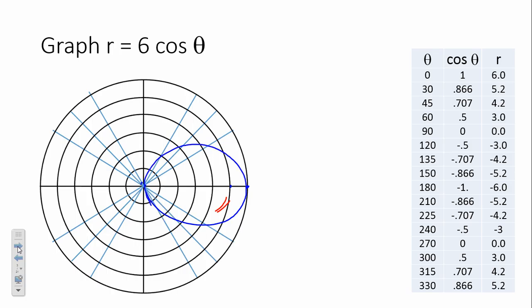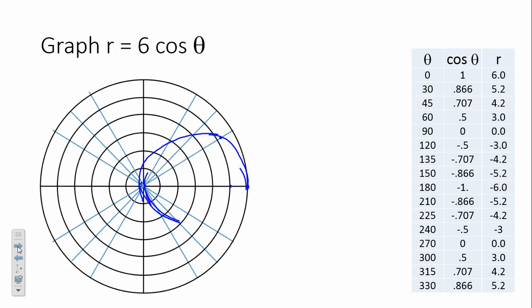And so when I was at 30, I'm at 5.2. So 30 degrees should be 5.2. I still haven't graphed it well. Should be wider. But we're sketching, okay? We want to make sure that you have that general form. So let's actually plot those points.